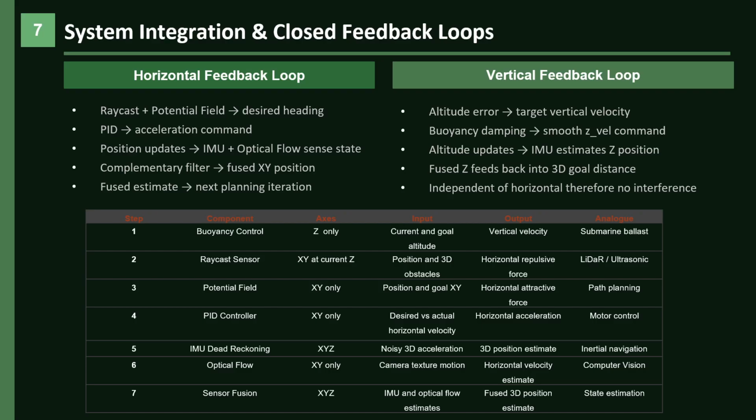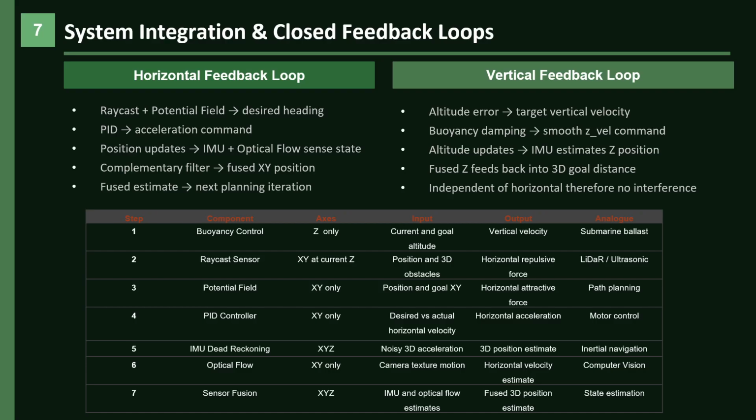For my closed feedback loops, I have two of them, and they both run simultaneously at 20 Hertz. Looking at the first one, the horizontal loop, it incorporates the raycast and the potential field in order to find the desired heading. This is then fed into a PID controller in order to determine the acceleration.